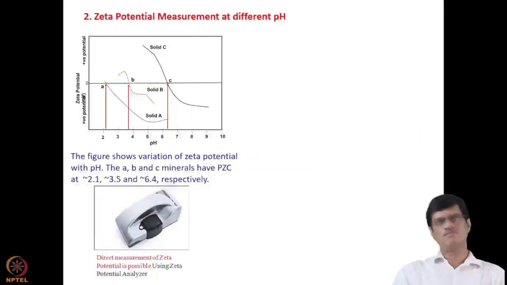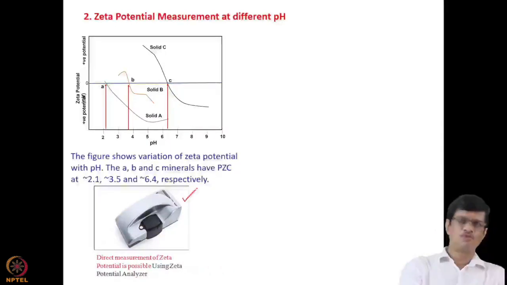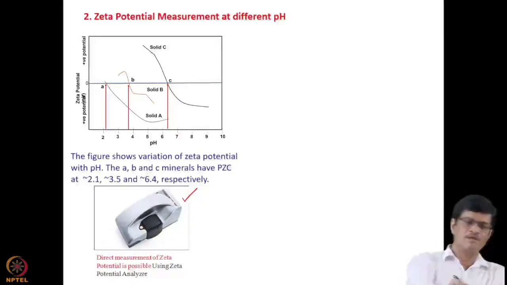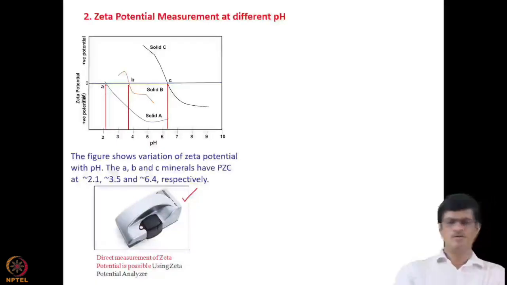It can also be done by using an instrument where you measure the zeta potential at different pH values. This is a photograph of the zeta potentiometer which is used in laboratories. In this case, you automatically get the zeta potential values as a function of pH, and you can find out for substances like A, B, and C the point of zero charge, where the profile is like this for A, this is for B, and this is for C. So this is how you can get the zeta potential. Thank you.